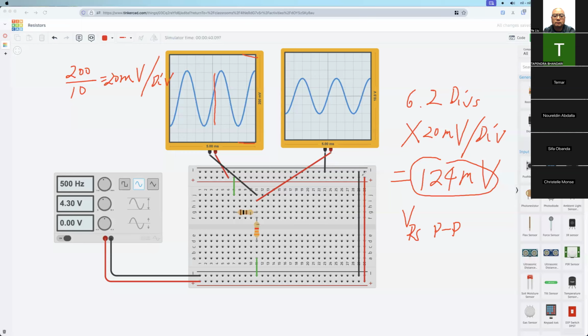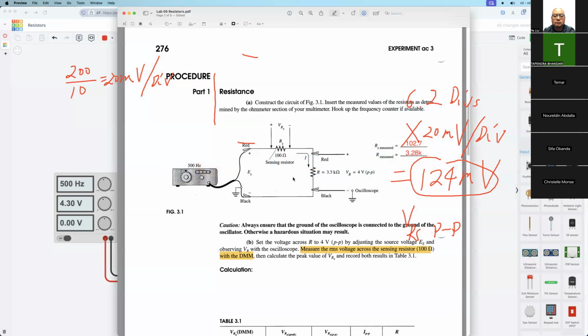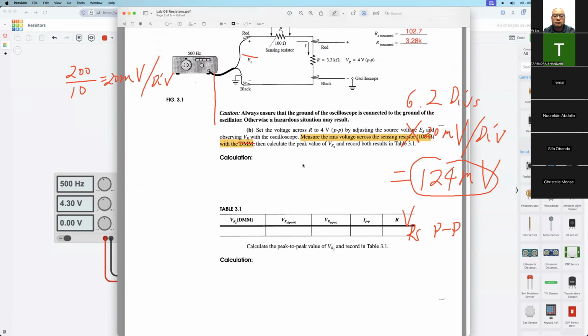So this is different from the handout. So let me go back to the handout. Okay, so in the handout, for the real one, I said before, we need to measure the RMS value first. So this one, VRMS, from the multimeter, but we don't have the multimeter in the Tinkercad. So actually, we measure the peak to peak value. So actually, it's this number, so we can write it down in the table.